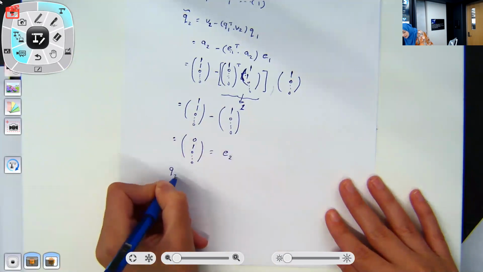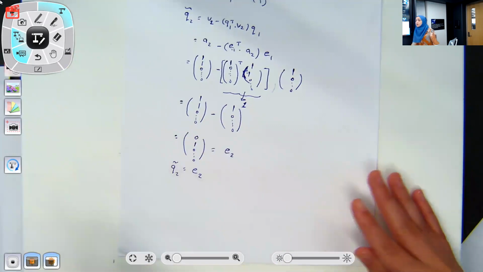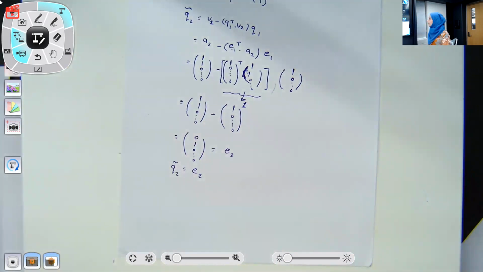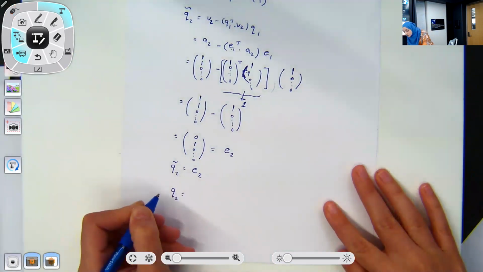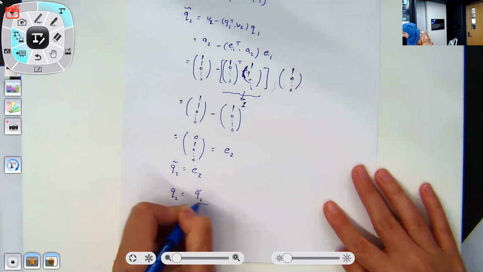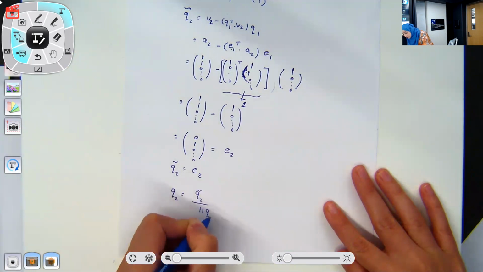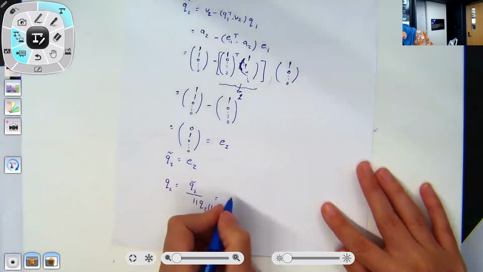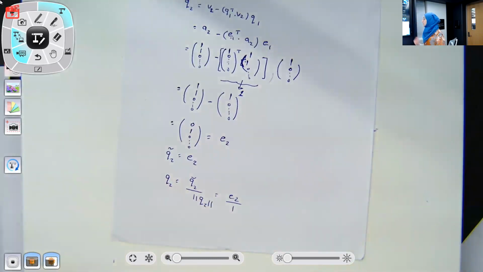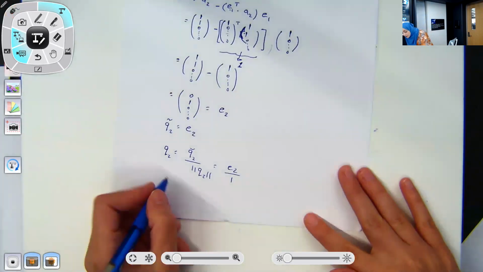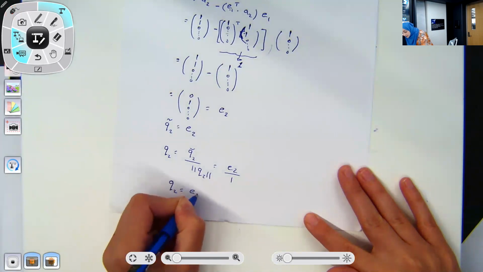So Q2 tilde equals E2. Because it's not equal to 0, we cannot say they are linearly dependent. We need to continue and find the value of Q2, the same thing. Q2 equals Q2 tilde divided by the norm of Q2tilde. This is equal to E2 divided by 1, because E2 just has a 1 and the rest are all 0. So the value of Q2 also equals E2.